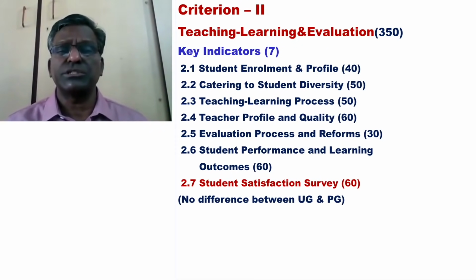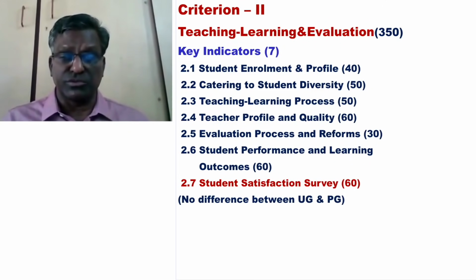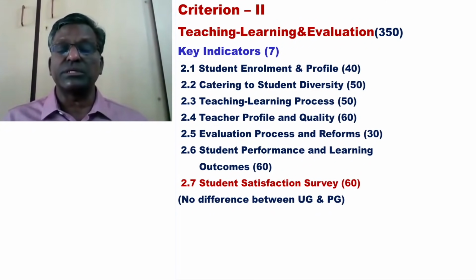Okay, so with reference to this particular criterion, we have 7 key indicators. 2.1, it talks of student enrollment and profile. The weightage is 40. 2.2, catering to student diversity, the weightage is 50. 2.3, teaching learning process, 50. 2.4, teacher profile and quality, the weightage is 60. 2.5, evaluation process and reforms, 30. 2.6, student performance and learning outcomes, 60. And lastly, we have a key indicator which was introduced recently. It is called Student Satisfaction Survey and it carries 60 marks.